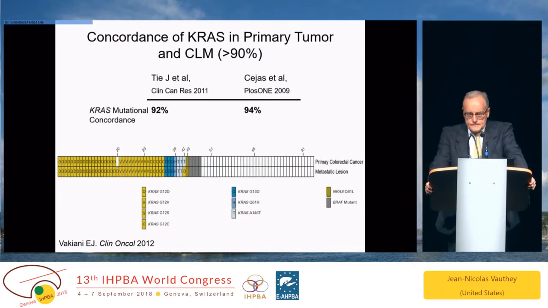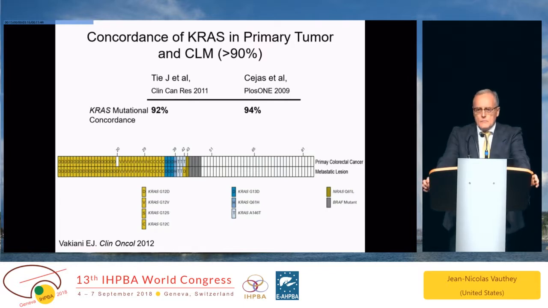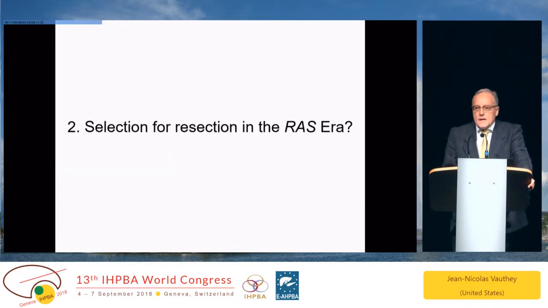The good news for you is that you can use the primary. There's concordance between the primary and the metastasis. There was some trepidation when I started presenting these data, but in fact it goes beyond RAS, TP53 also, very stable, and this is the concordance here. I don't want to go into detail.